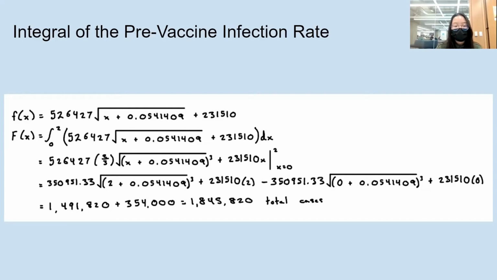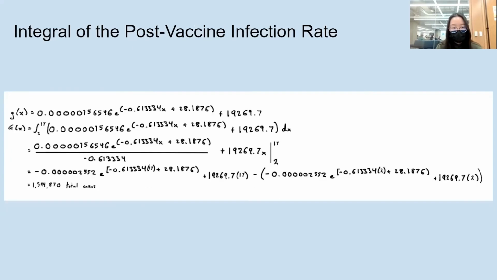And we had to add 354,000 from year 0 in order to get 1.8 million as our total cases. And for the post-vaccine infection rates, we again took the integral of the model and we took the definite integral from 2 to 17, and we had to use the reverse chain rule, which is also U substitution, and ended up getting 1.6 million as our total cases for post-vaccination.